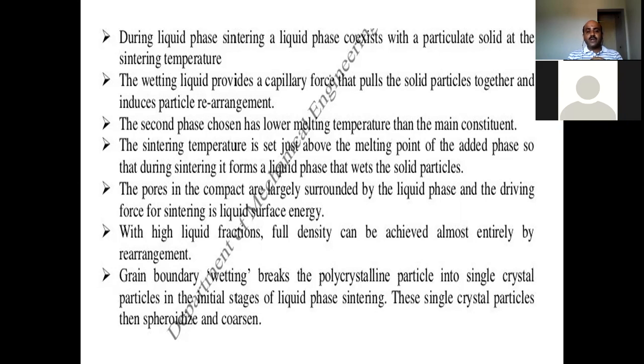The second phase chosen has a lower melting temperature than the main constituent. The sintering temperature is set just above the melting temperature of the added phase, a little bit above it, so that during sintering it forms a liquid phase that wets the solid.